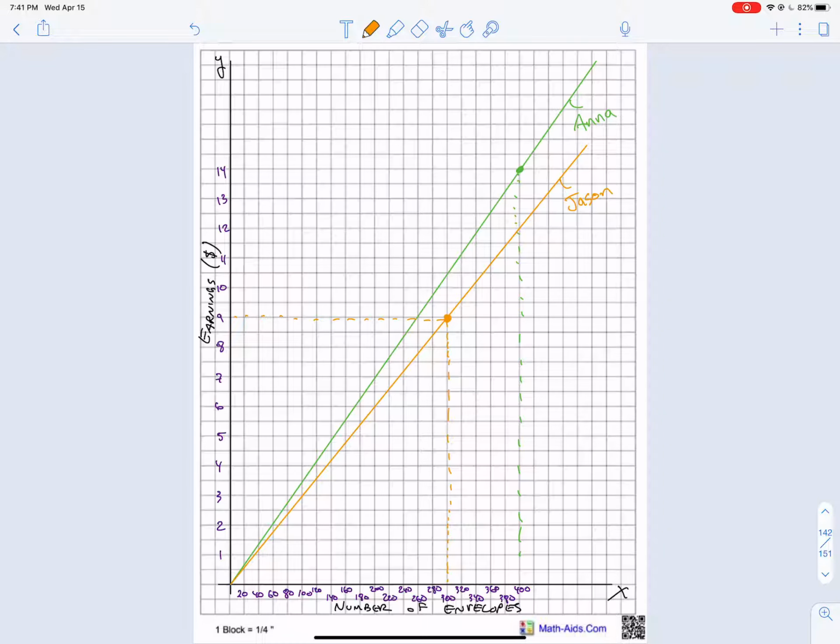All right, so let's just look at this. Based off of the lines, a steeper slope would indicate more money per envelope because it's a rate. Money is y, envelopes is x. So our slope is change in y over change in x, dollars over envelopes, so money per envelope. So hers is steeper, so she will get more money. Jason has a point at 300 envelopes, and he only makes $9 at 300 envelopes. What would Anna make? Her point's about there. If we come over, about $10.50 for the same number of envelopes. So yes, she's making more money.